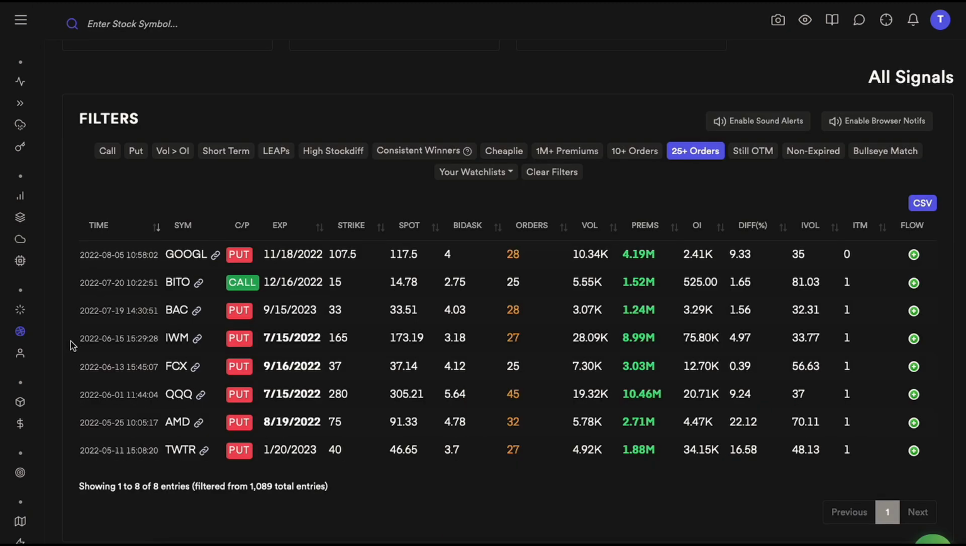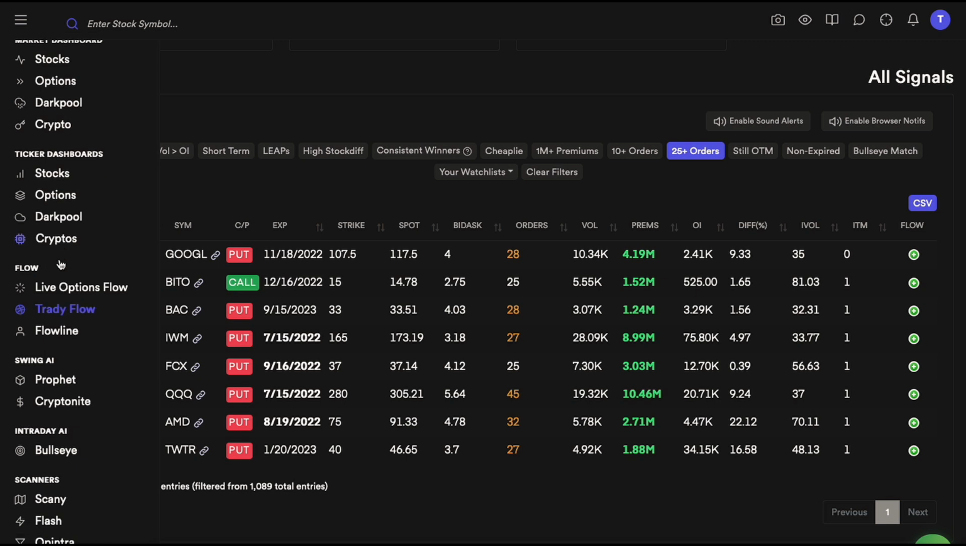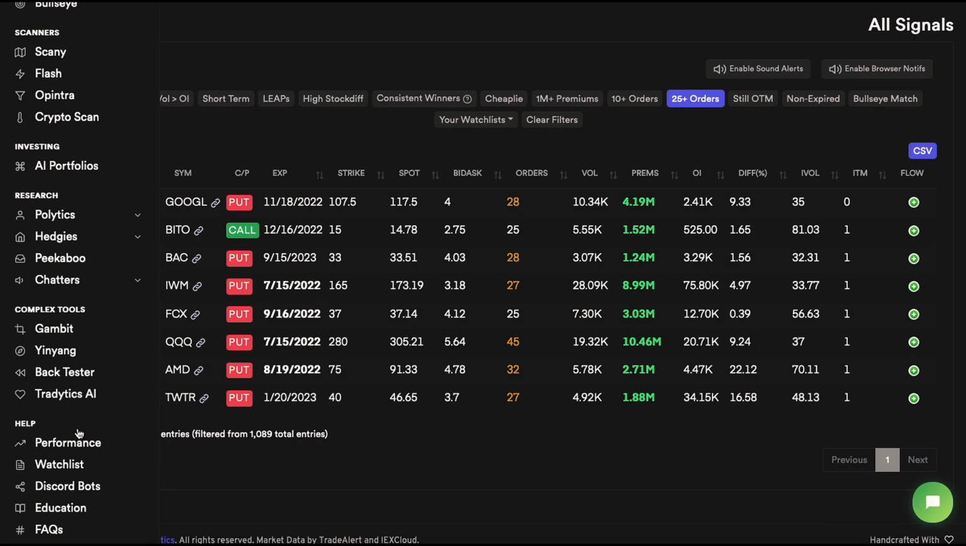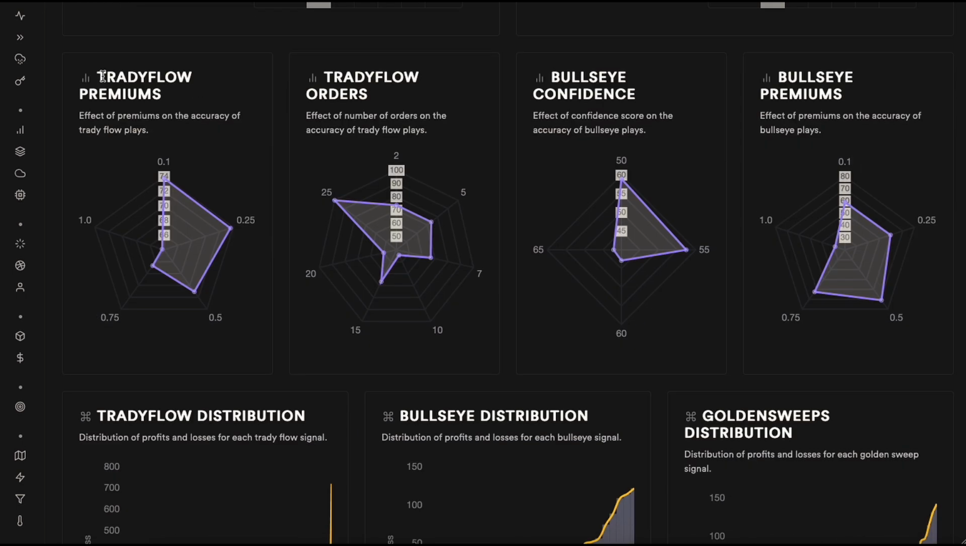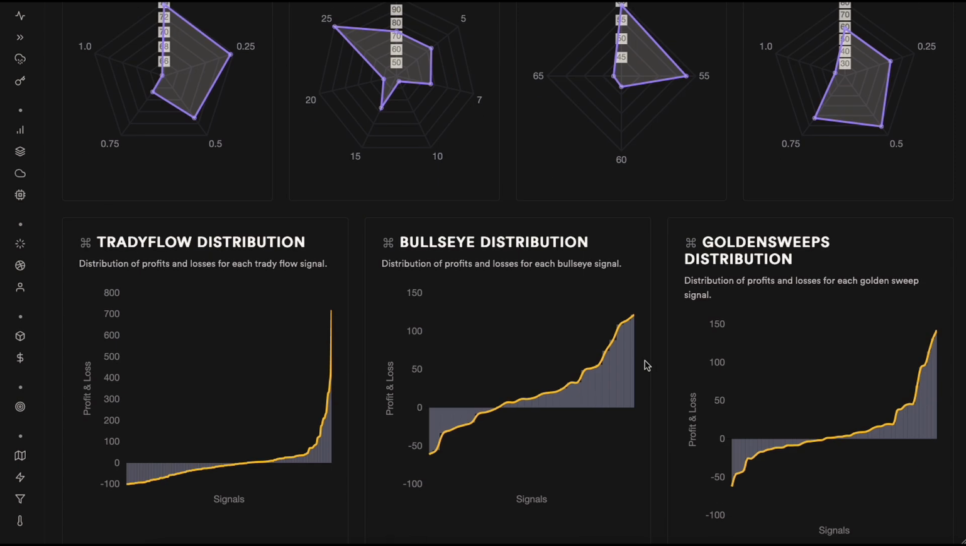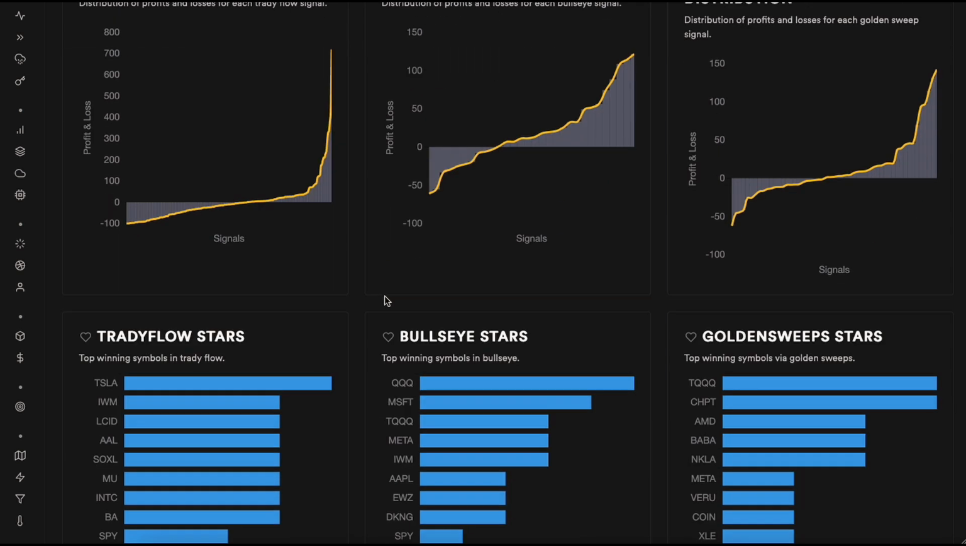If you want to dive deeper into the performance of all of these different filters, then what you can do is go to the performance tab here and look at these charts. So we have, what's the accuracy of Tradiflow premium filters, what's the accuracy of Tradiflow order filters. So you can see for 25 plus orders we are maintaining an accuracy of 100%, and these are for contracts that have expired. And then we have some distribution and things like that.